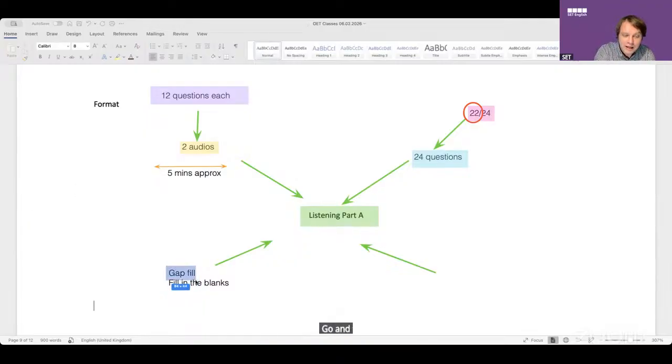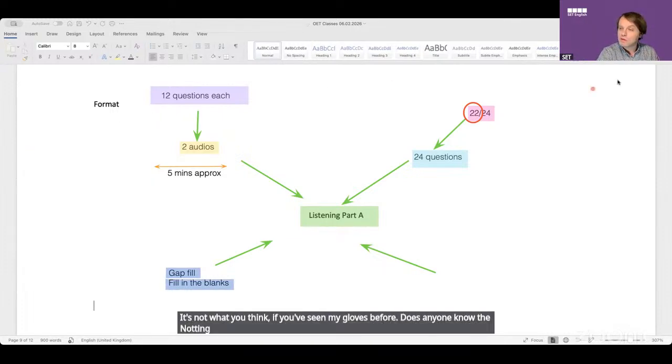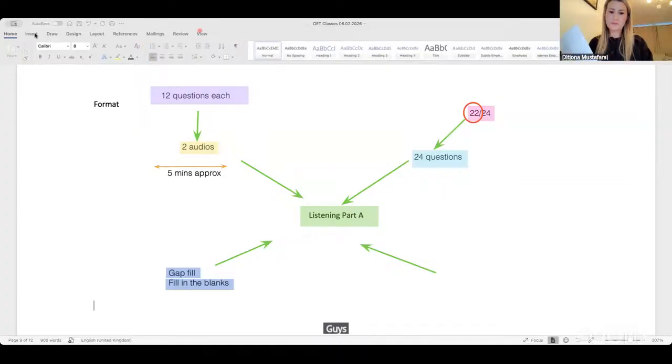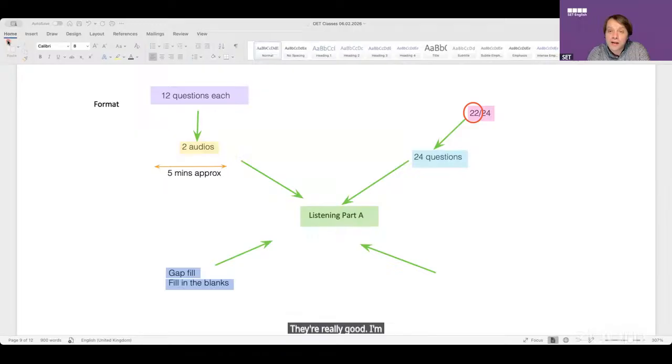Go and find examples of consultations. Now, I'm going to recommend one. It's not what you think, if you've seen my classes before. Does anyone know the Nottingham University consultations? Has anyone seen those before? Yes, you mentioned before. They're really good. I'm going to put them in the chat for all of you.